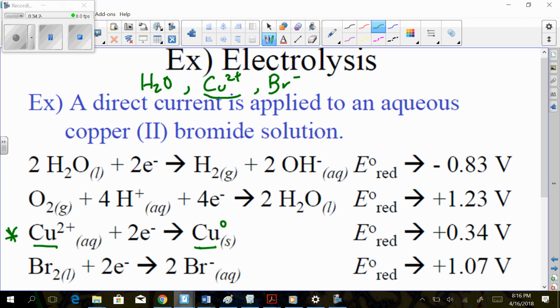The other is water. Now, you have two reactions with water. You have this one, you have this one. How do I know which one is the reduction half with water? If you look at this, this is the reduction potential table. You have water as a reactant, so I know that this is the other one that could be the reduction half.